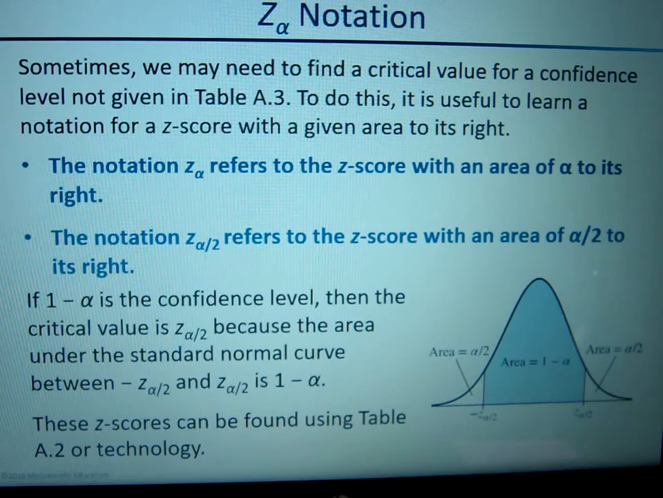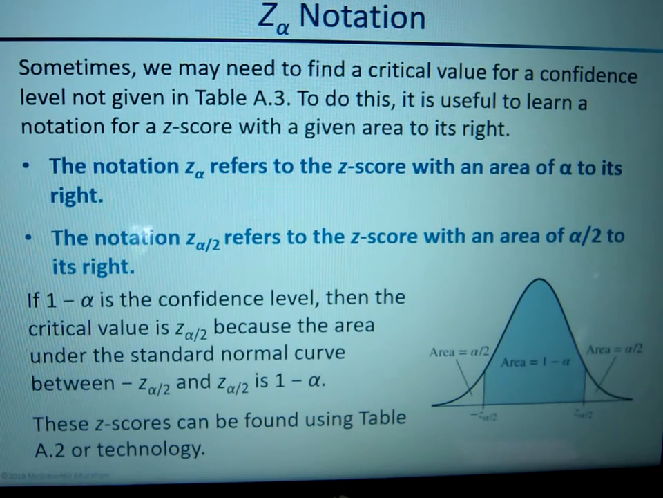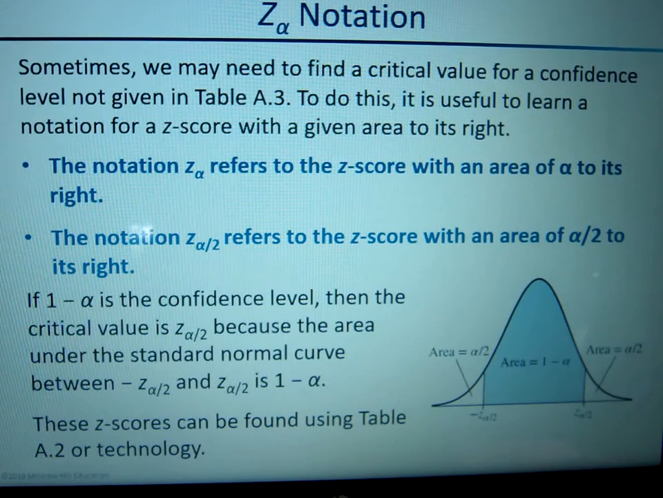So looking at the Z notation, sometimes we need to find a critical value for a confidence level that is not given in a table. And to do this, we need to learn a notation for the Z-score with a given area to its right. So the notation Z alpha refers to the Z-score with an area alpha to its right. The notation Z alpha over 2 refers to the Z-score with an area of alpha over 2 to its right.